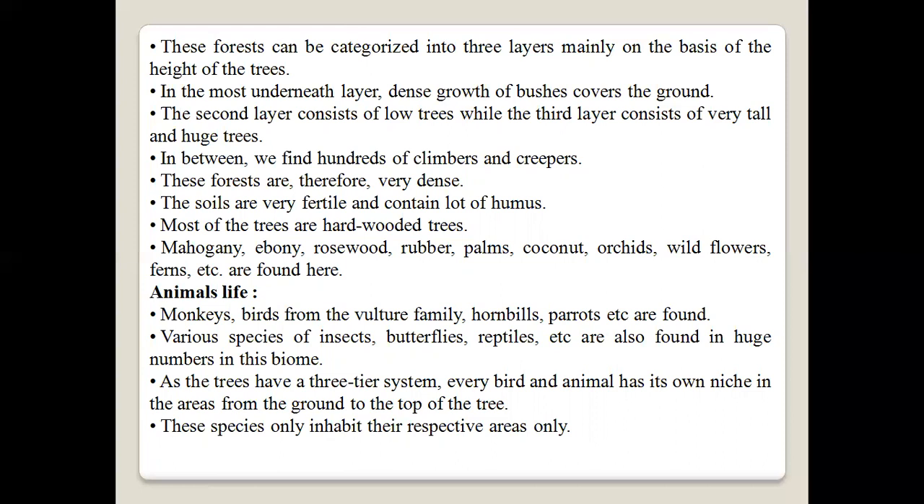Next is the animal life. Monkeys, birds from the vulture family, hornbills, parrots, etc. are found. Various species of insects, butterflies, reptiles, etc. are also found in huge numbers in these biomes. As the trees have a three-tier system, every bird and animal has its own niche in the area from the ground to the top of the tree. These species only inhabit their respective areas.